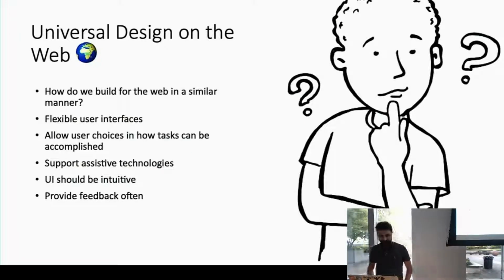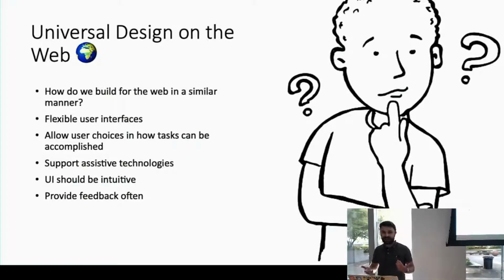So what is universal design on the web? How do we design in a similar manner to building a light switch that everybody knows how to use? Well, we focus on building flexible user interfaces. We allow users the choice of how tasks can be completed, so they can complete something either by using that easy door handle with your elbow or grabbing it with your hand like you see typical people use. We also need to support assistive technologies so that universal access is available to all of our users. And we also should be providing feedback often.